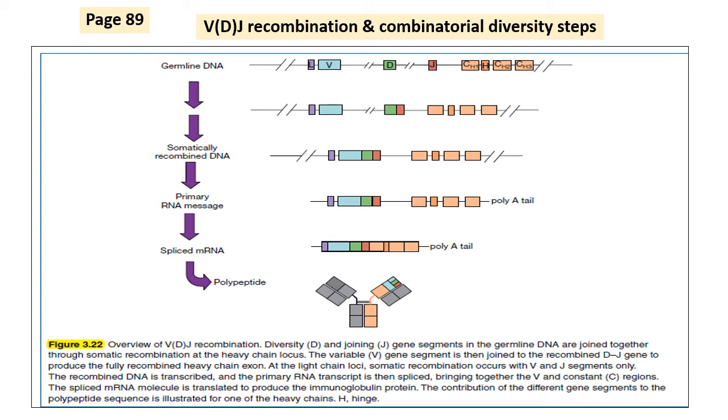In this way, numerous unique immunoglobulin genes can be made by joining different combinations of BDJ segments at the heavy and light chain loci. The diversity in the immunoglobulins through this joining is called combinatorial diversity. Also, additional diversity is created by pairing different heavy chains with different light chains, for example lambda light chain or kappa light chain.